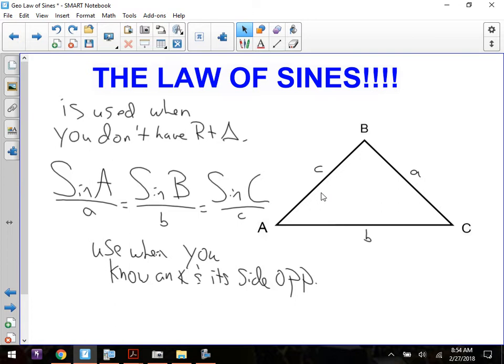Sine of A is to its side opposite. Sine of B is to its side opposite. Sine of C is to its side opposite. I'll put it over here too so you guys can see.